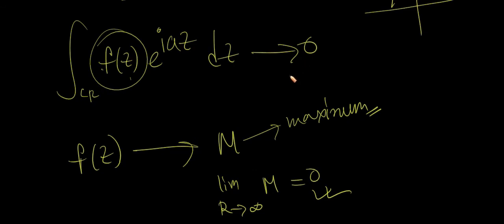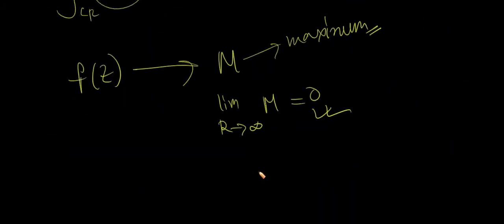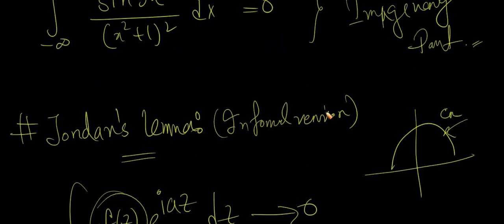So you don't even need to bother about this e to the power i a z. Just take this f of z and find this M like we did over here and in the other videos, and check whether the limit when r goes to infinity goes to 0 or not. If this is 0, then the contribution coming from this semicircular arc will be 0.